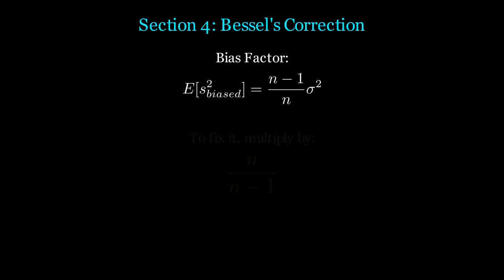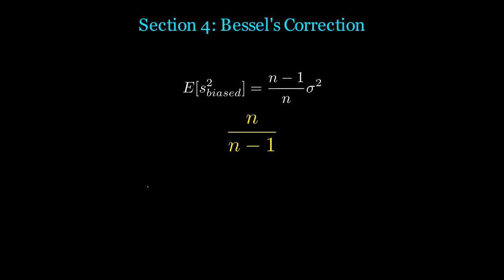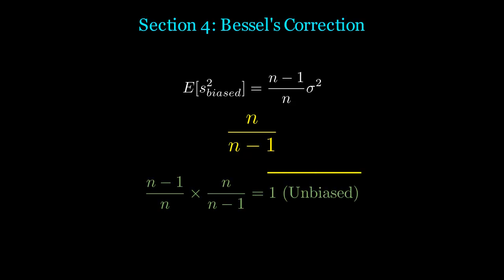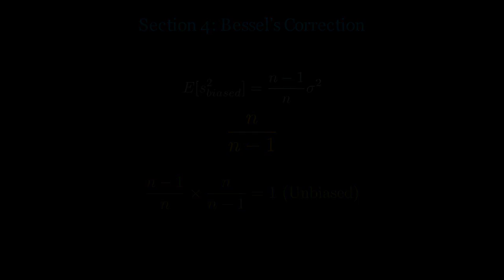Section 4. Bessel's correction and underestimation. If we divide by n when using the sample mean, we will consistently underestimate the true variability of the population. This is called bias. Statistical simulations show that dividing by n creates a downward bias of n-1 over n. To correct this and get an unbiased estimator, we multiply by the reciprocal, n over n-1. When you simplify the formula, the n cancels out, leaving us with the famous n-1 in the denominator. This is Bessel's correction, named after Friedrich Bessel.